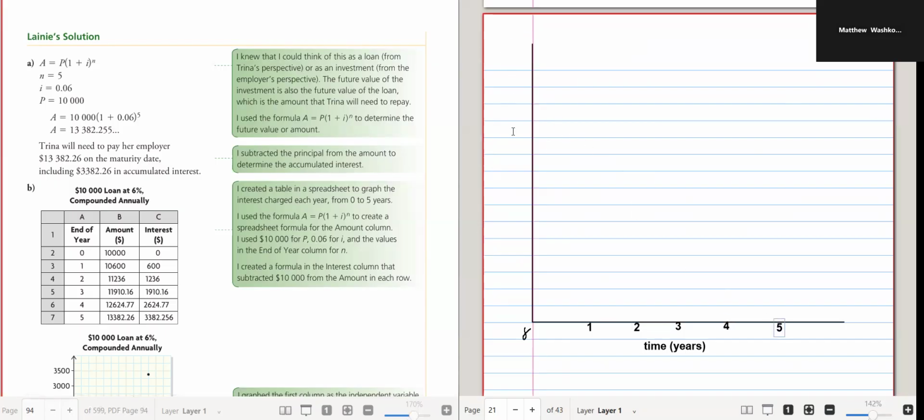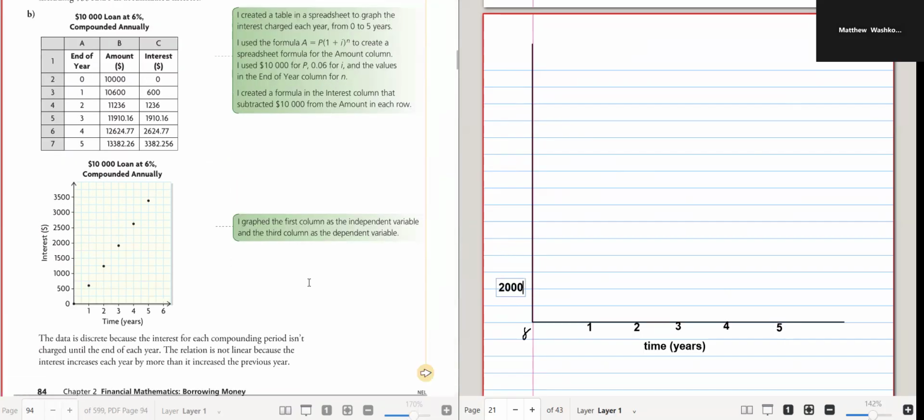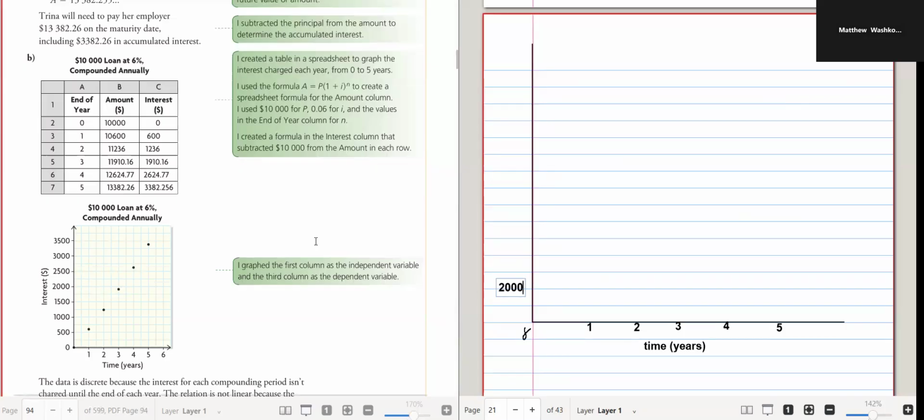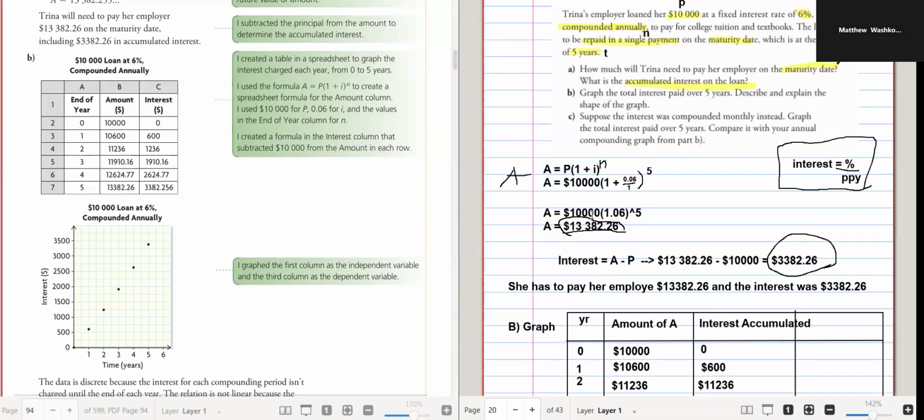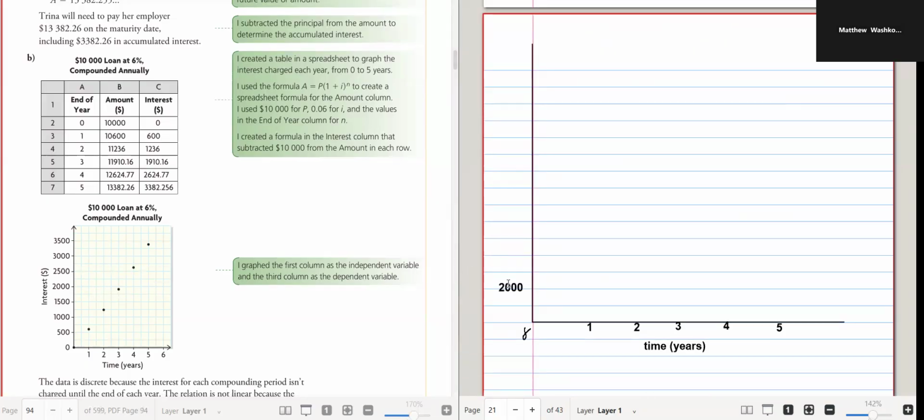The dollar amount needs to go up to $13,382. Why don't we just go, what was it? 1, 2, 3, 4, 5, 6, 7, 8, 9, 10, 11, 12, 13, 14, 15. Everyone's going to go up by $1,000 every single time. Here's 2,000. Actually, well, let's graph the... Oh, sorry, it wants us to do the interest. Read the question carefully, right? So the interest goes up to 3,382.